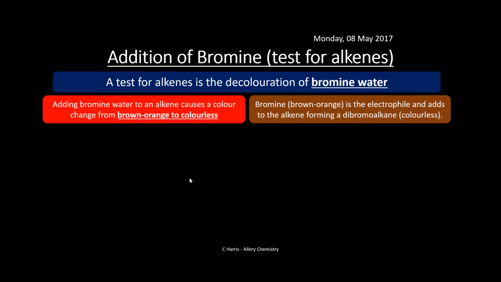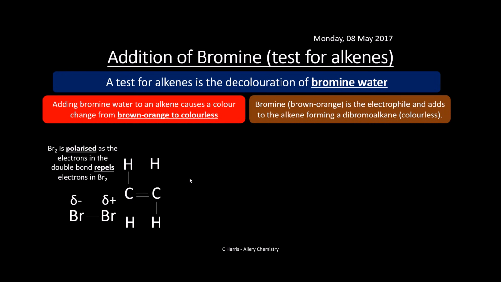Basically your bromine is the electrophile, and this adds to the alkene, and it forms a dibromoalkane. And like I say, this is colourless. So let's have a look at the mechanism here. You can see here that the Br2, this is a little bit tricky, the Br2 normally isn't polarized because they're both as electronegative as each other.